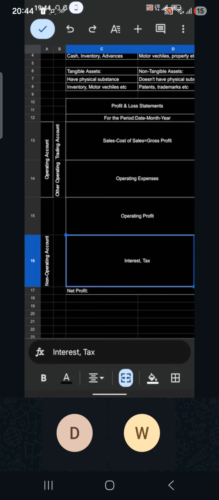Oh, also, fun fact, non-operating expenses include interest and tax, things that are off your control, I guess.